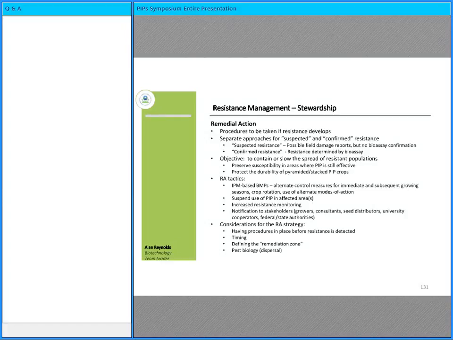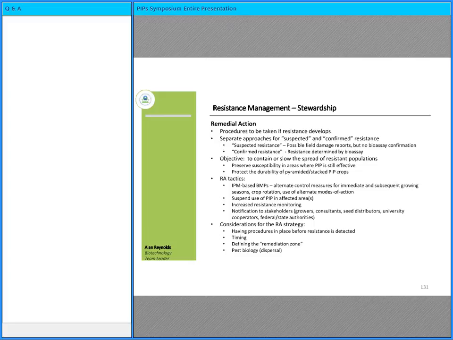So there are, to date, at least with the Bt PIPs, two approaches that we've used. There's a level for suspected resistance, where that may be defined by damage reports in the field, but we don't yet have an actual bioassay confirmation that definitively determines there's resistance. And then there's confirmed resistance, where we do have that actual bioassay confirmation.